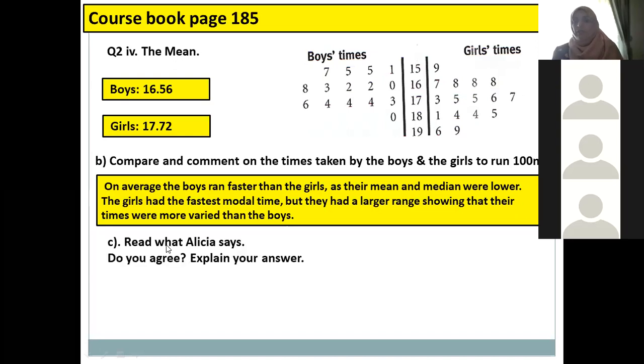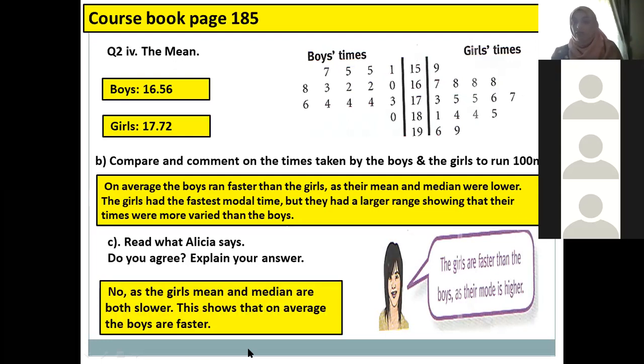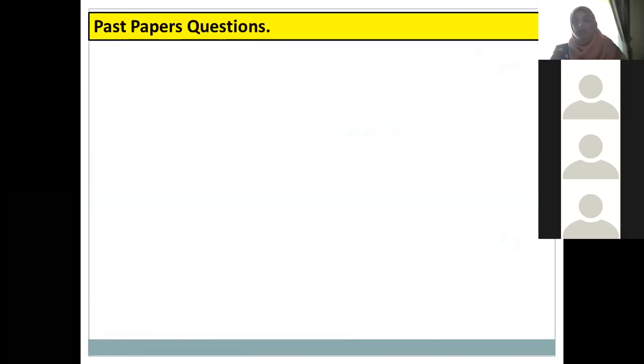Okay, read what Alicia says. Do you agree or not? She said that the girls are faster than the boys. I don't think so, because their mode is higher. Can we depend only on the mode? We have three averages. We have the median, we have the mean, and the mean is more accurate than the mode. So no, we can't consider that, because the mean and the median of the girls are higher than the boys', which means they are slower. Any questions so far?